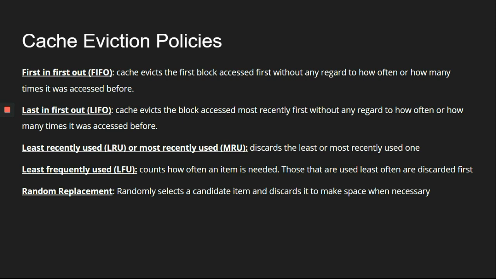Then we have least frequently used. This counts how often an item is needed. Those that are used least often are discarded first. Last, we have random replacement. Now, this just randomly selects a candidate item and discards it to make space when necessary.